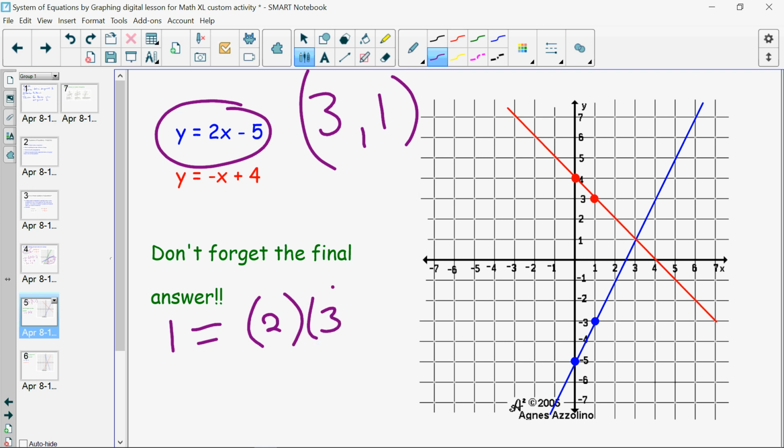2 times 3, which is my x. Plugging that in for x, and then I still say subtract 5. So this is 6 subtract 5. So yes, I get 1 = 1. So that's a check. That worked.